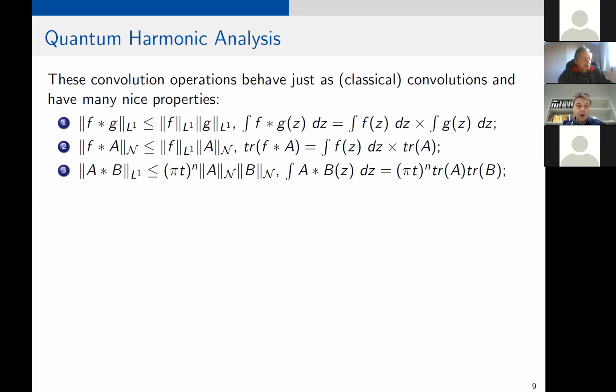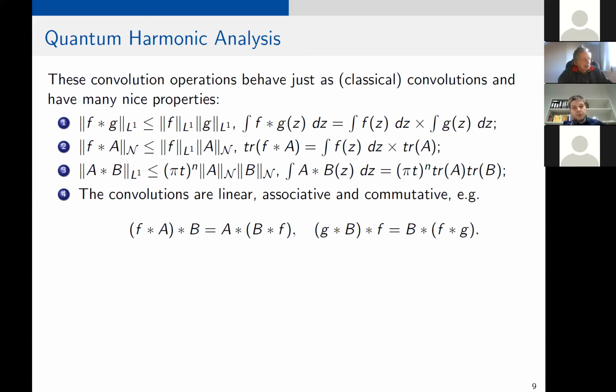What is more hard and rather technical to prove is the third point. If you take the L1 norm of the convolution of two functions, you can estimate this by this constant times the product of the two trace norms. And if you integrate over the convolution, then what you get is the same constant times the product of the traces. So this is rather technical.